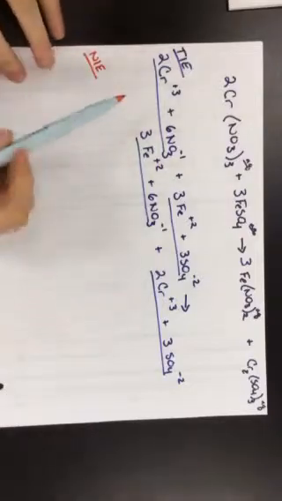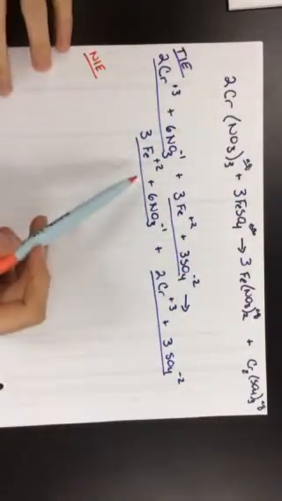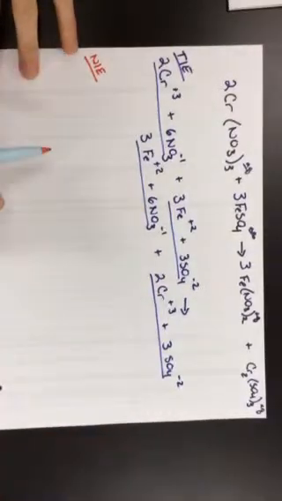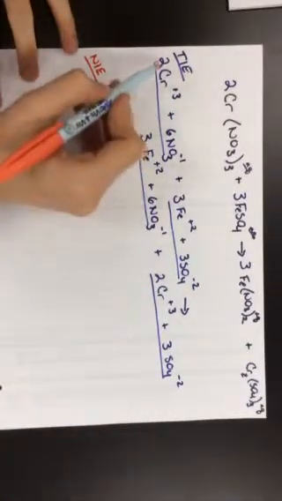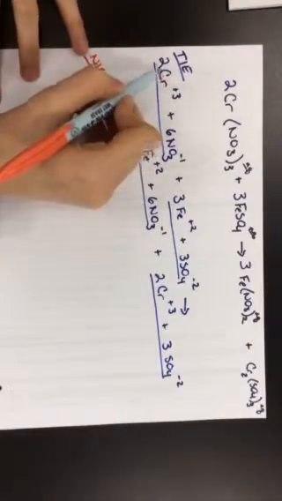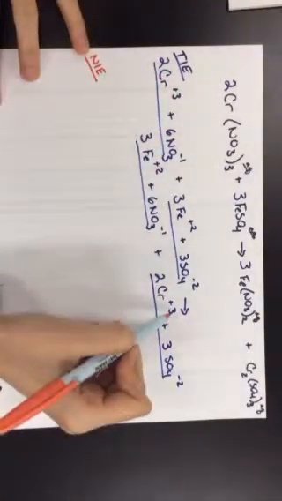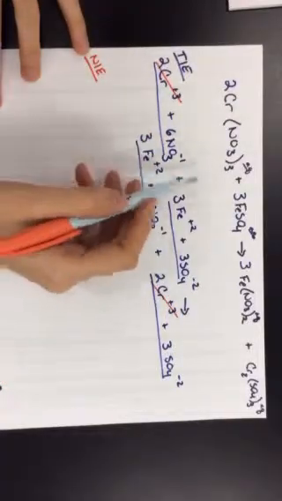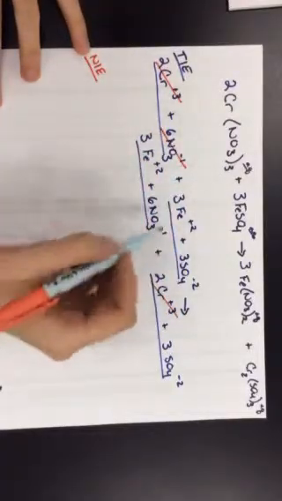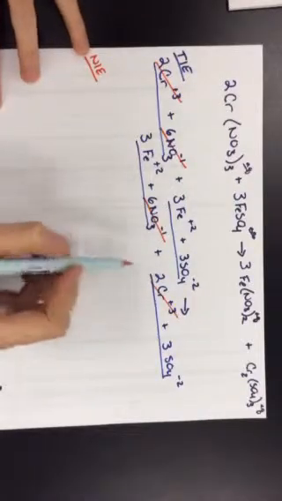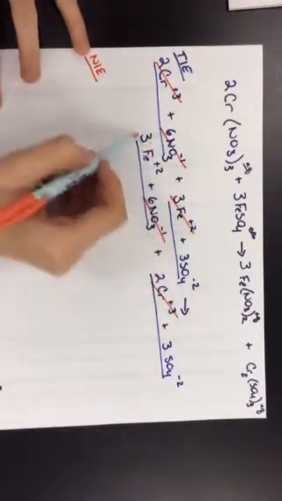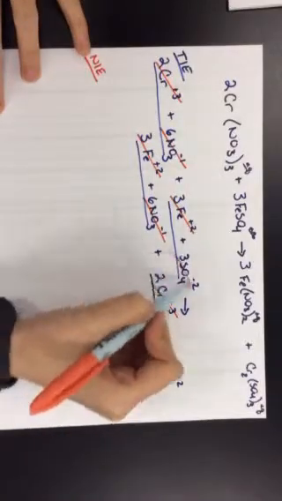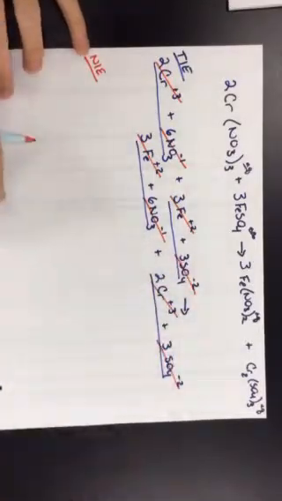Now remember that everything that is the same on the reactant side as it is on the product side does not get included in the net ionic equation. So let's look at this. We have 2 chromiums with a +3 charge here and 2 chromiums with a +3 charge here, so those are not included. We have 6 nitrates here and 6 nitrates here, those aren't included. 3 irons here, 3 irons here, those aren't included. And 3 sulfates here, 3 sulfates here, those are not included.